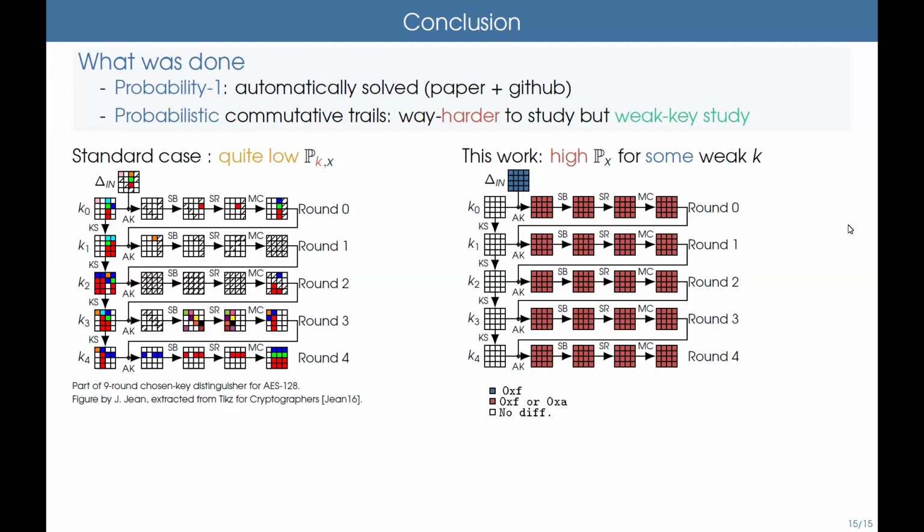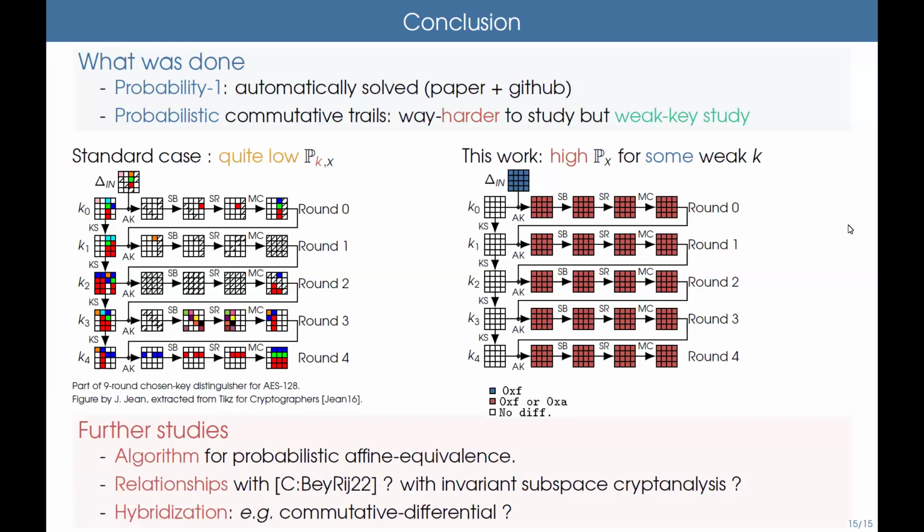So just to sum up the talk, what I presented to you is the probability 1 commutative trail case, which was almost completely covered in this presentation. I just gave a few ideas about the probabilistic case. We go further in our paper, but I have to say that it is harder than the probability 1 case. And we definitely think that there are many things to do in these directions, especially understanding the link between our distinguishers and already existing work on fixed key differentials or subspace cryptanalysis. Thank you.